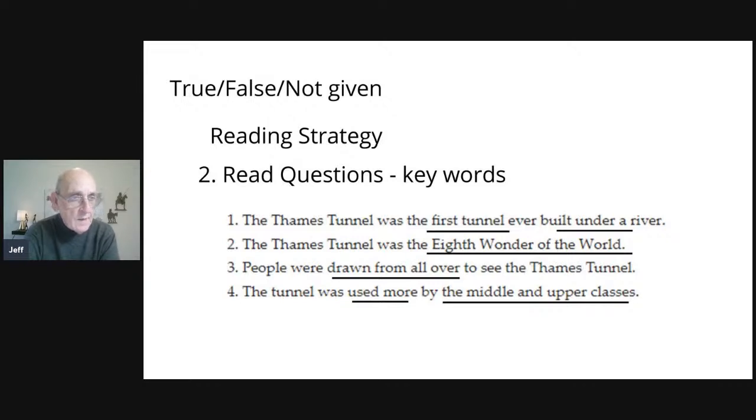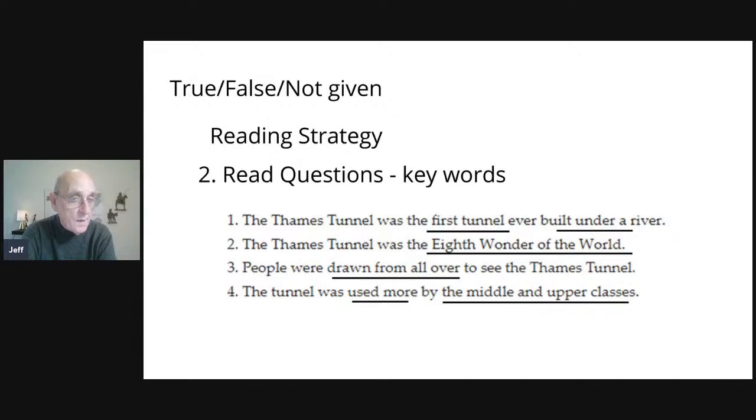So as you practice these questions a few times, you'll become more and more aware of the type of things that are good clues. So you're looking for phrases that seem that they could be quite easily said in a different way. You're looking for proper names. You're looking for things that narrow down your options, like under a river. I'm not looking for a tunnel that went around the river.